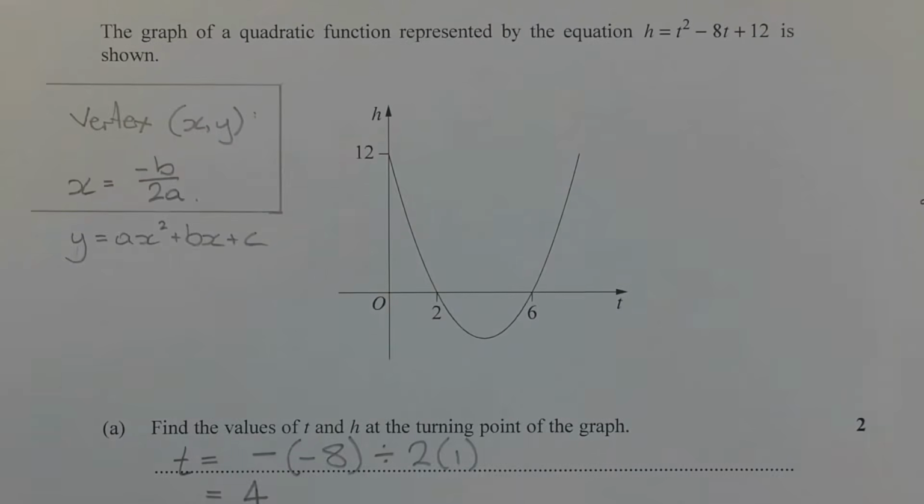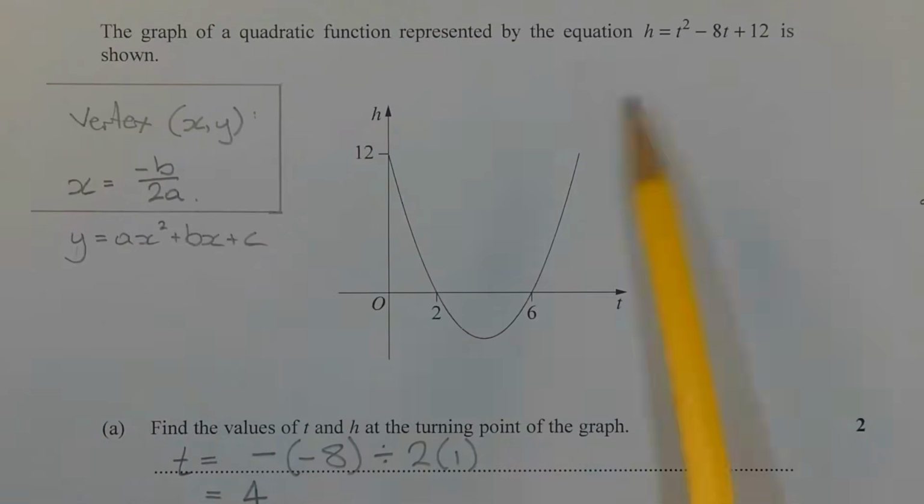If the quadratic function is in the form y equals ax squared plus bx plus c, then the vertex or turning point of the parabola with coordinates x, y will have the x coordinate given by negative b over 2a, where a is the coefficient of x squared and b is the coefficient of x. Now replace x with t and y with h.